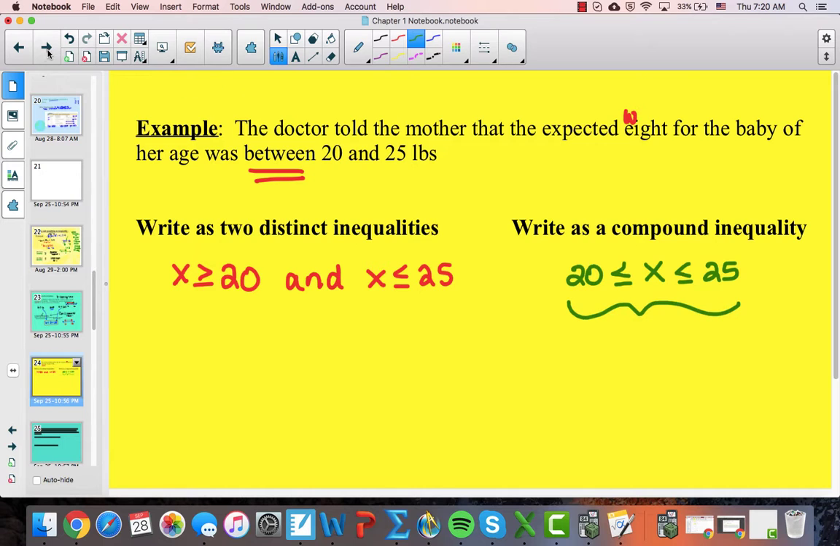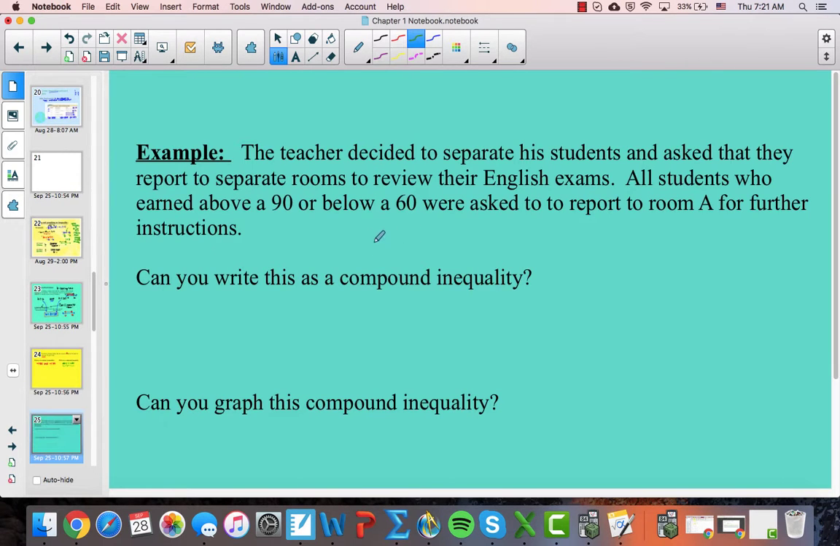Let's try another one. The teacher decided to separate his students and asked that they report to separate rooms to review their English exams. All students who have earned above a 90 or below a 60 were asked to report to a room for further instructions. Okay, so I'm going to say that x is the exam score. Can I write a compound inequality?